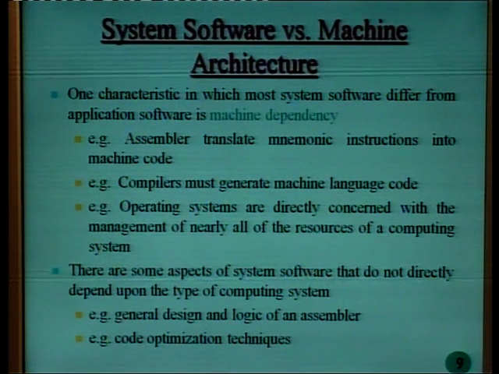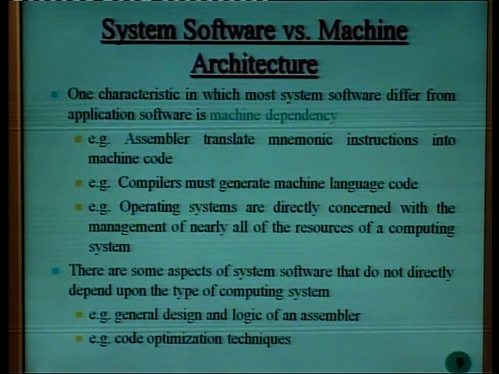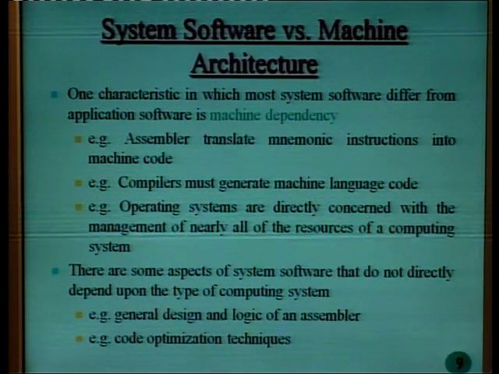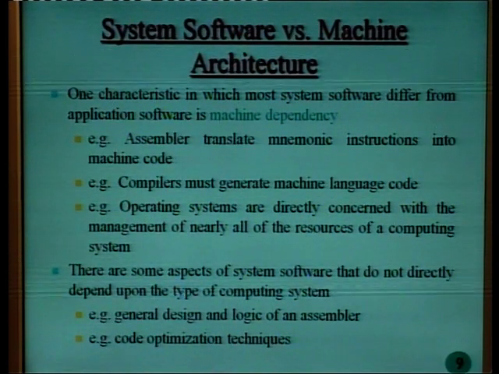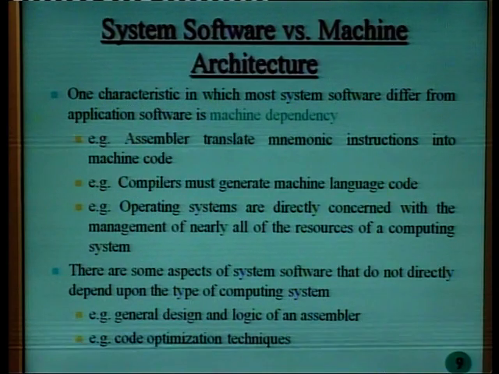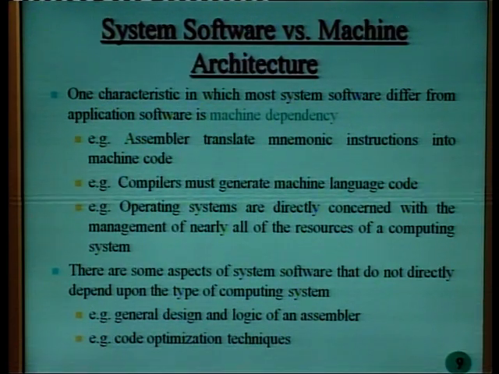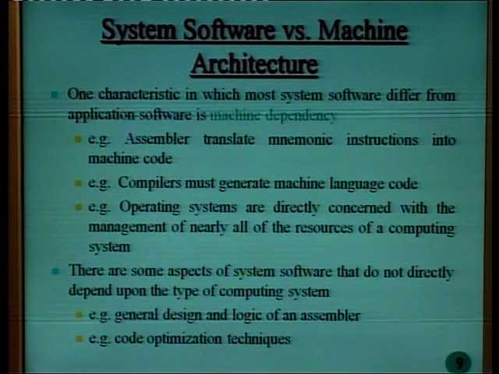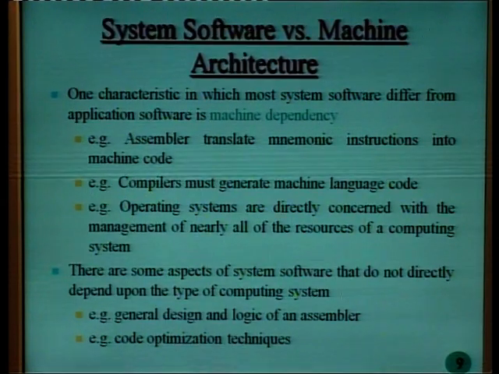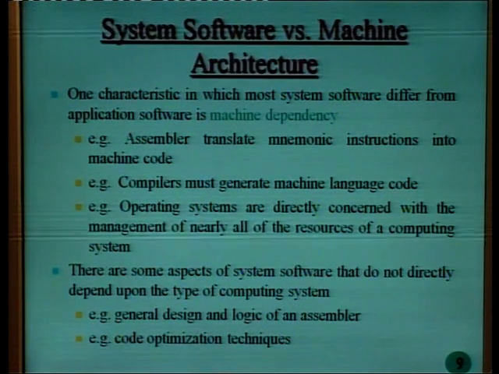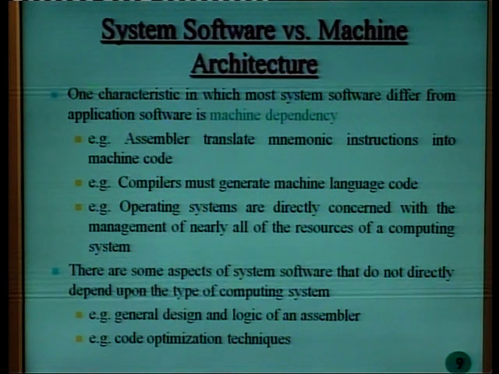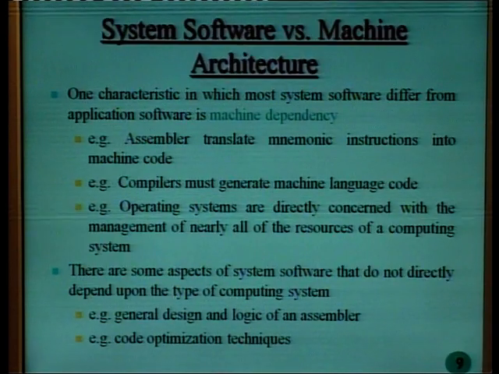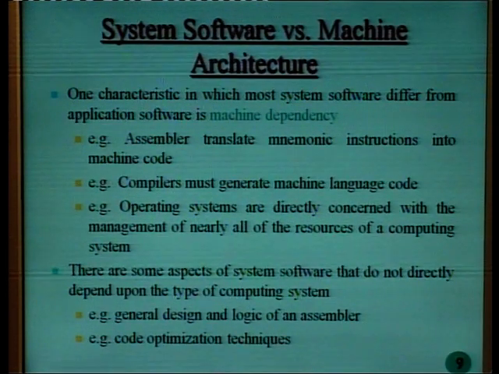System software is generally designed according to the architecture of the machine. As per the set of instructions or architecture, we design system software for a specific purpose. Like an assembler translates mnemonic instructions into machine code as per the assembly language designed for it. For whichever assembly language the assembler is designed, accordingly that assembler translates into the object code. A compiler must generate machine language code. Operating systems are directly concerned with the management of nearly all the resources of the computing system.